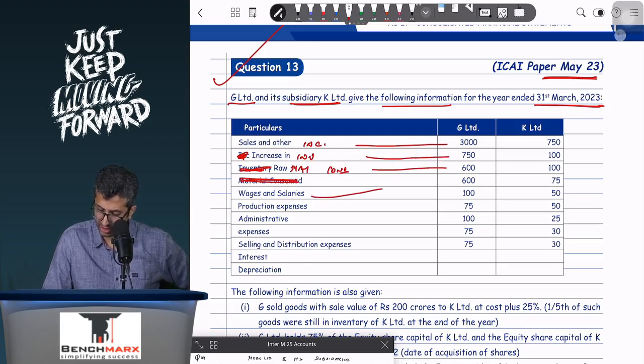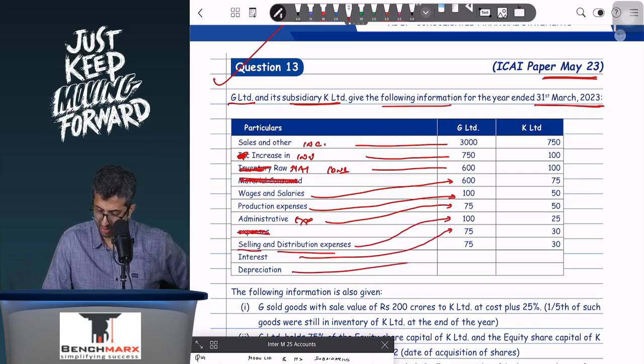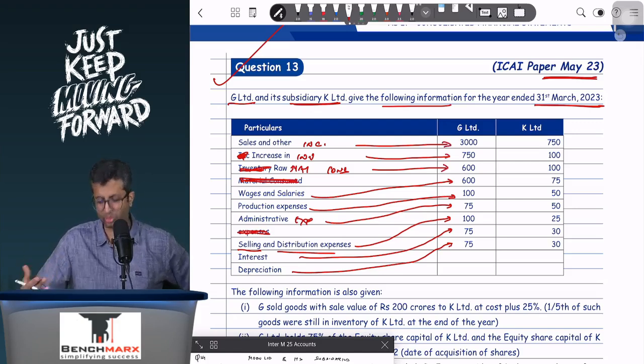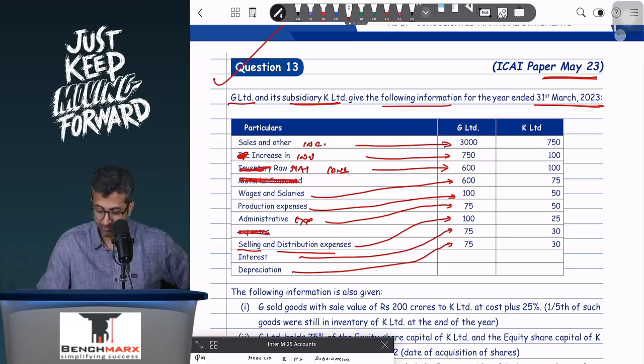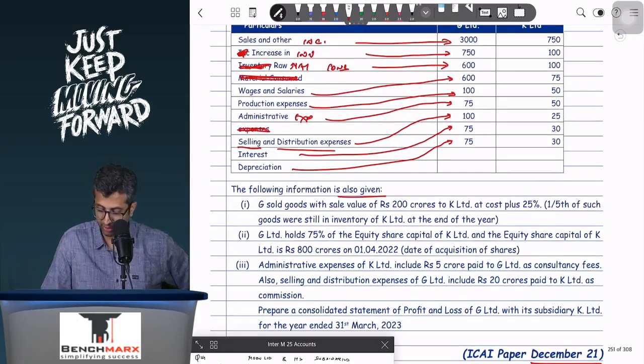Then you have wages and salaries, which is 600. Production expenses, which is 100. Administrative expenses, which is 75. Selling and distribution expenses, which is 100. Interest, which is 75, and depreciation, which is 75. So there is a bit of matching that you'll have to do over here. Once you get done, if you just focus on the core things, and you'll do multiple similar questions like this. The following information is also given.